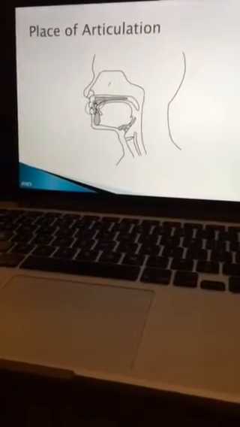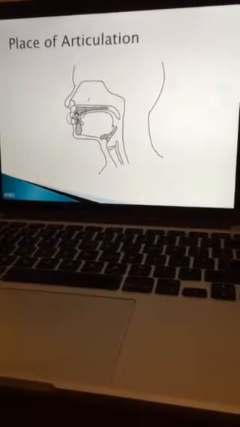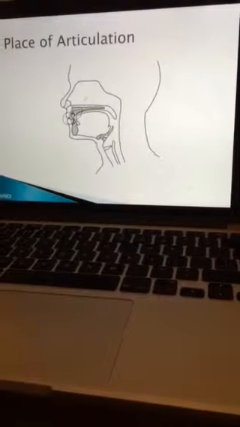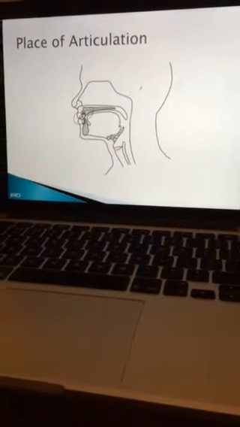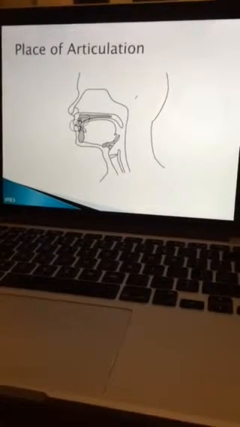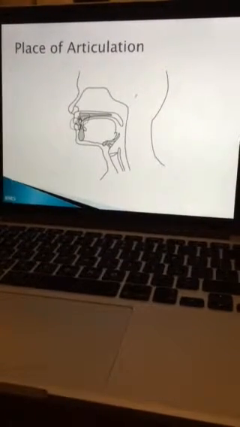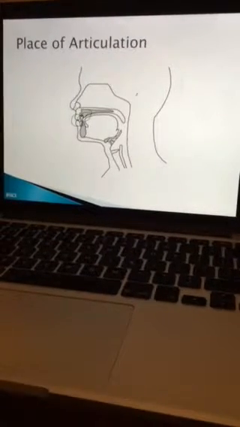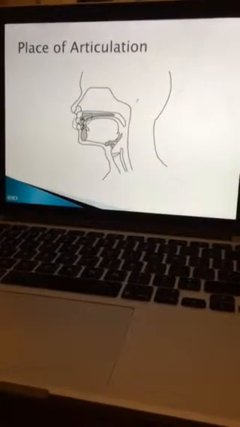Dental, a constriction is made between the tongue and the teeth. So the tongue is touching the teeth when you're speaking. An example of this is th. Alveolar is the tongue touching the alveolar ridge and the air escapes. An example of this is s.